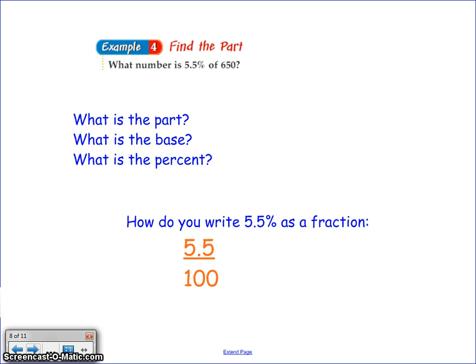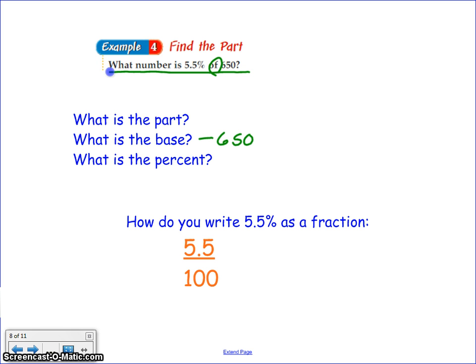All right, example number 4. This time we're going to find the part. The question reads, what number is 5.5% of 650? Do we know what the part is? No. I see the word of, so what's my base? My base is 650. Remember, the base follows the word of. 650 is our whole thing.